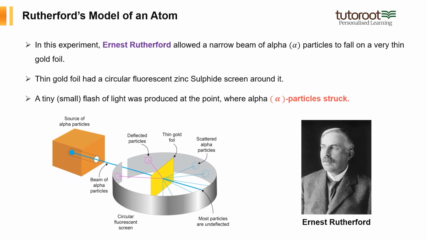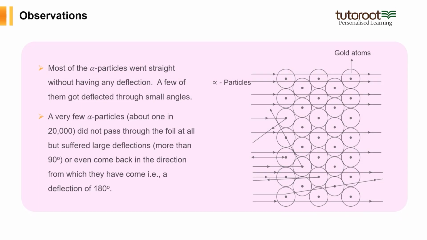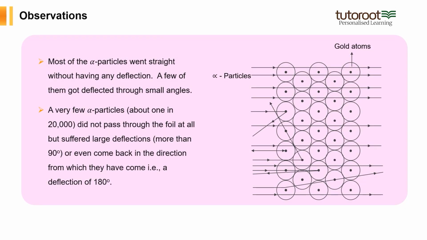The observations made by Rutherford were: most of the alpha particles went straight without any deflection. A few of them got deflected through small angles. A very few alpha particles, about 1 in 20,000, did not pass through the foil at all but suffered large deflections of more than 90 degrees, or even came back in the direction from which they had come, that is, a deflection of 180 degrees. You can observe the figure displayed on the screen.